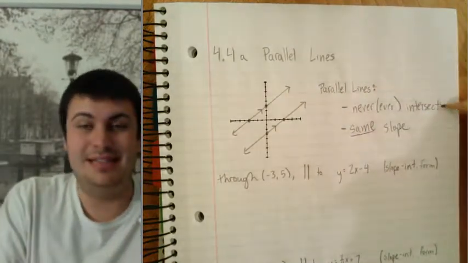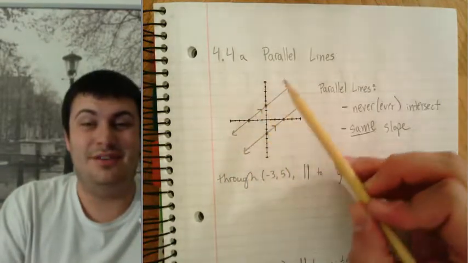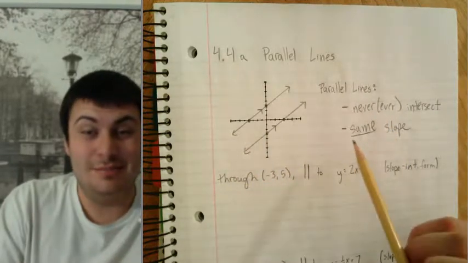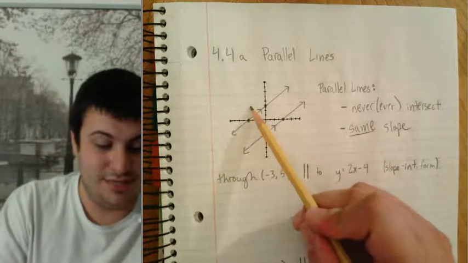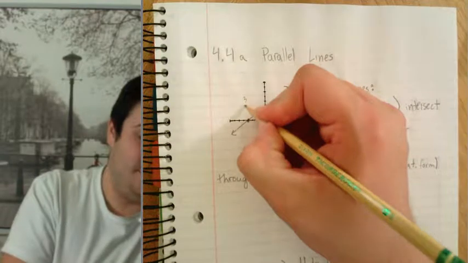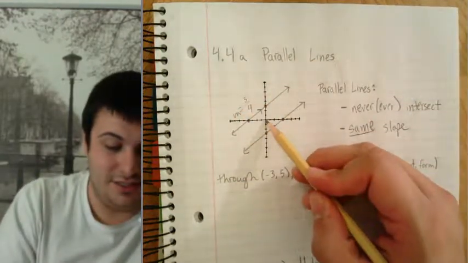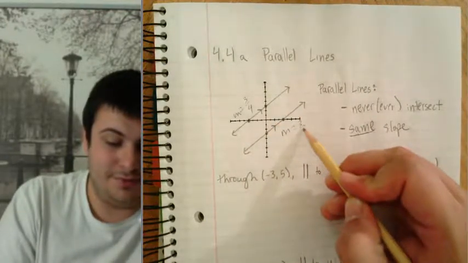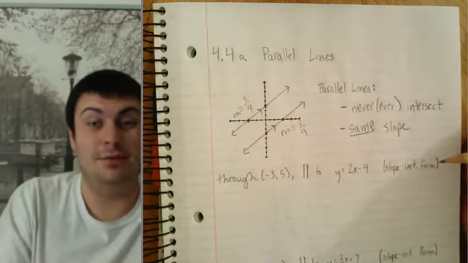So parallel lines, we see these two lines will never ever intersect. They will run forever and ever this way, forever and ever this way, and they will never intersect, which means that they have the same slope. If we look here, we have a rise of 1, 2, 3, and a run of 1, 2, 3, 4. So we have a slope of 3/4. And if you look here, we have a rise of 1, 2, 3, and a run of 1, 2, 3, 4. So here we have a slope of 3/4. Parallel lines never intersect and have the same slope.